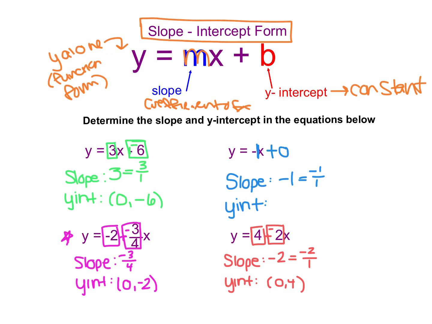If I do a +0, I don't really change the value of anything. I'm just writing in a +0. And what that's telling me is if there isn't a number there for the y-intercept, my y-intercept is really the point 0, 0. So that last one is a little bit tricky, but for the rest of them, for your slope you're looking at the coefficient of x, and then your constant is your y-intercept value.